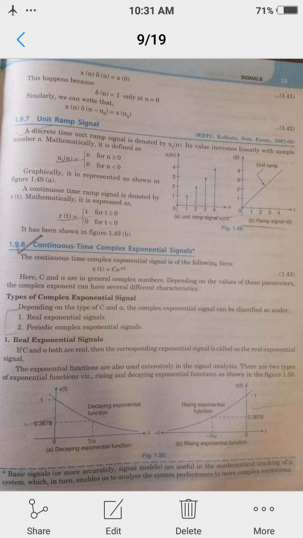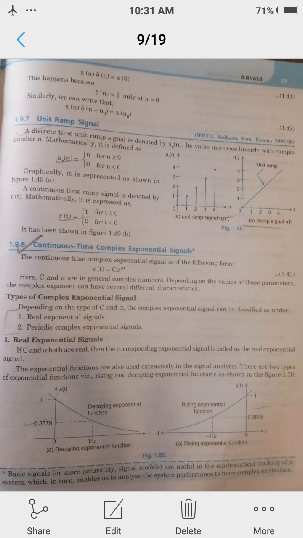Now today we are going to discuss about the continuous time complex exponential signal. The continuous time complex exponential signal को हम इस फॉर्म में लिख सकते हैं x(t) is equal to c into e to the power alpha t, where c and alpha are general complex numbers.